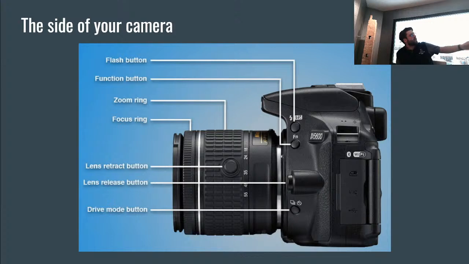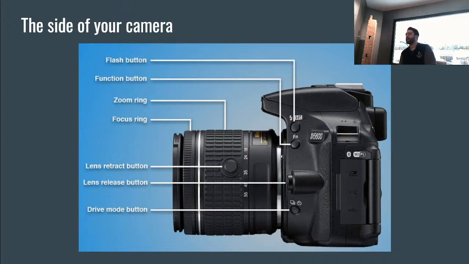Lens retract and lens release button. Depending on the lens that you have, you might have a button. I get customers who've come in before with a new lens and they think the lens is broken because the zoom ring won't work. Sometimes you're going to have a button that actually retracts and so it keeps the lens together.